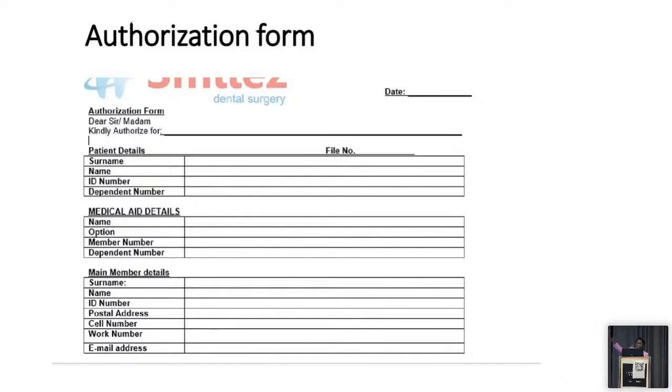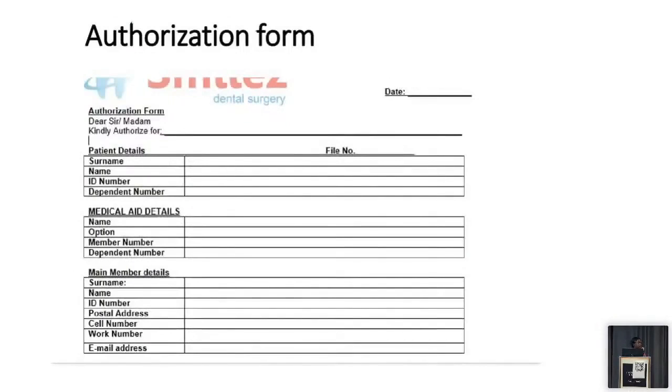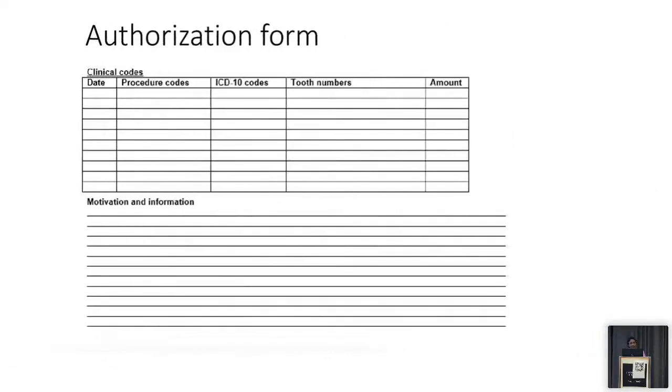Okay, kindly authorize for dental fillings, crowns, veneers, dentures, implants, and then you put your patient's details, the medical aid details, and the main member's details. Same thing with the authorization form.